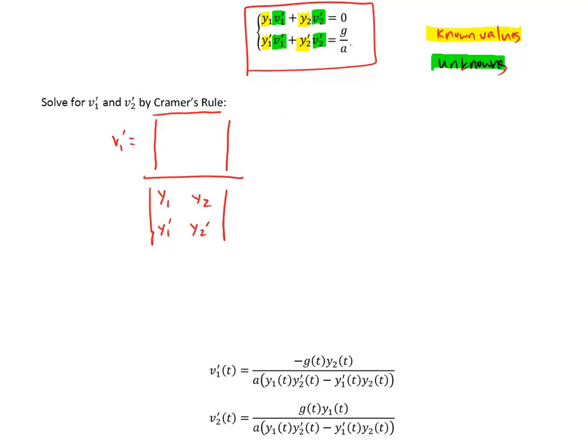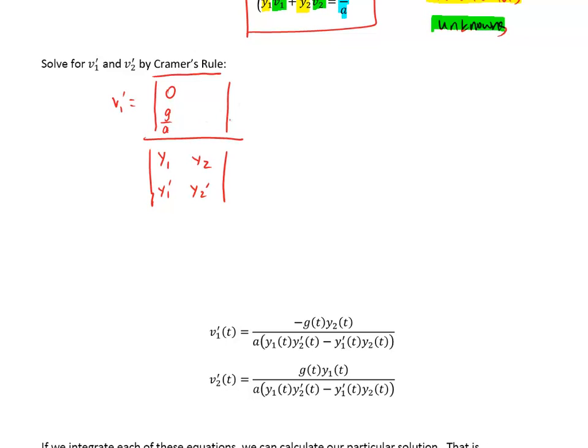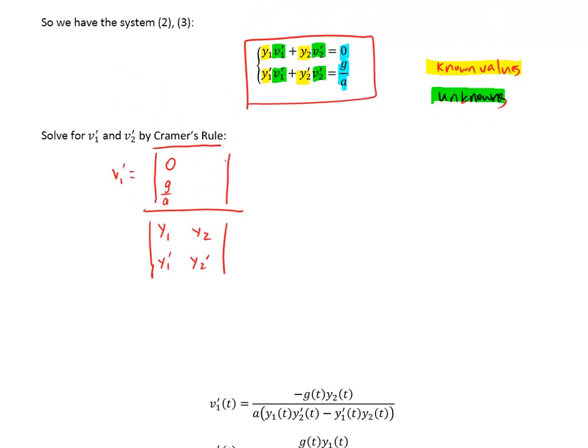On top, you now replace the first column with these right-hand side values, namely 0 and g over a, g being the right-hand side and a being the coefficient of the y double prime in your original equation. And in the second column, still the same, is y2 and y2 prime.